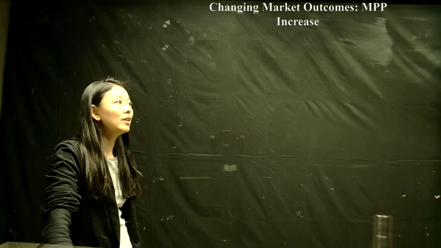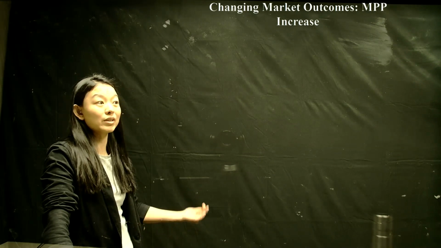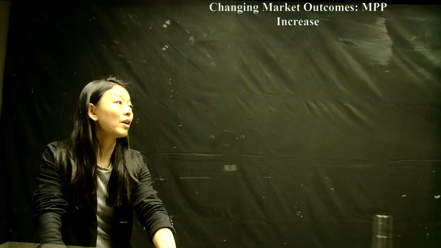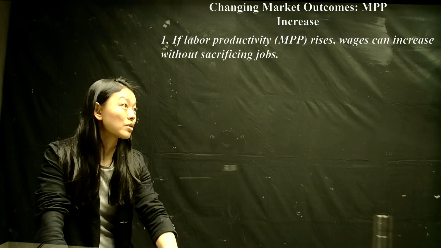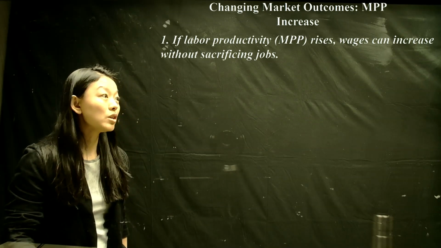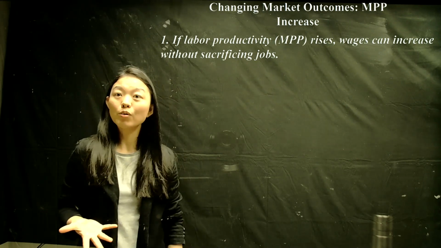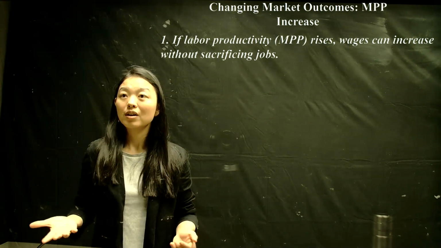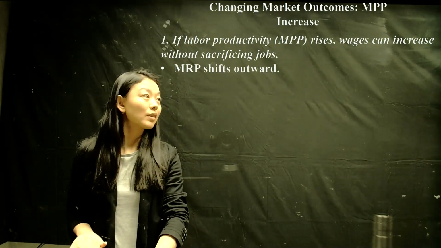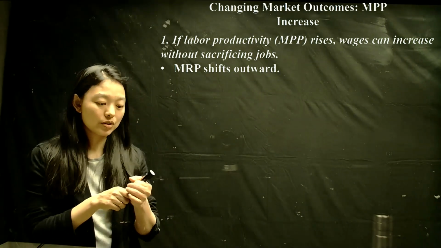Look at the first one. If the marginal physical product increases, that means the productivity increases. That reflects the first change here. If the labor productivity increases, the wages might increase without sacrificing jobs. That means if workers' productivity increases, firms and corporations might be willing to hire more workers, right? And then it will shift the marginal revenue outwards.